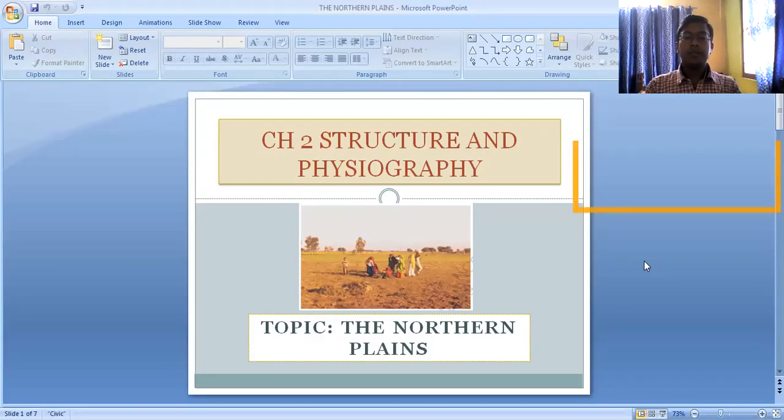So the northern plains is the next important physiographic division of India, which we are going to start now. This topic is from chapter number 2, Structure and Physiography, from the book India Physical Environment. The northern plains is one of the most widespread physical features of our country, and the most fertile area of our country as well. Most of the agricultural practice of our country is done in the northern plains. So we are going to study in detail about this.